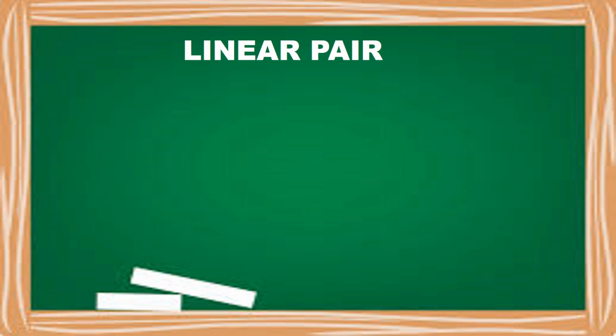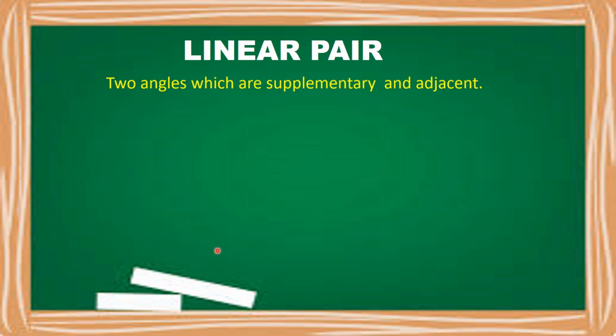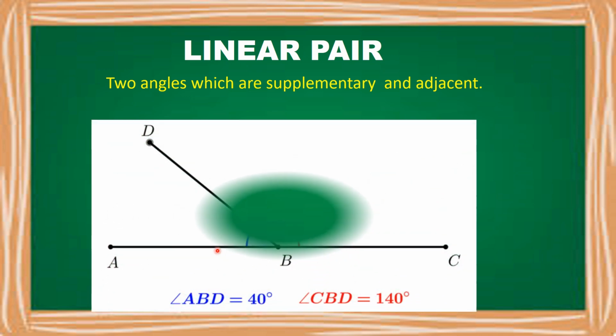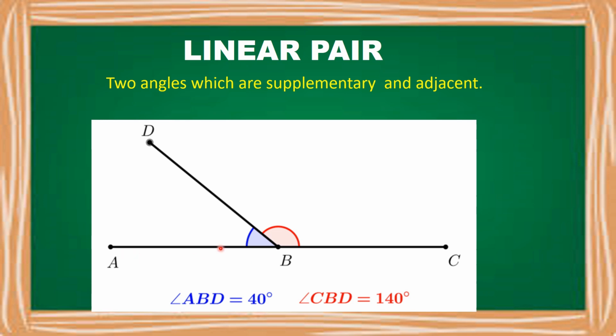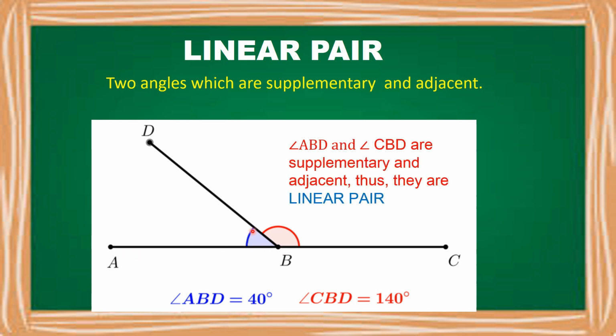So what is a linear pair? Two angles which are supplementary and adjacent. So just like this one, when you add these two angles, they will form a straight angle. The sum is 180 degrees. So you have angle ABD measures 40 degrees, and angle CBD measures 140 degrees. When you add 140 degrees and 40 degrees, the sum is 180 degrees. They are called a linear pair.